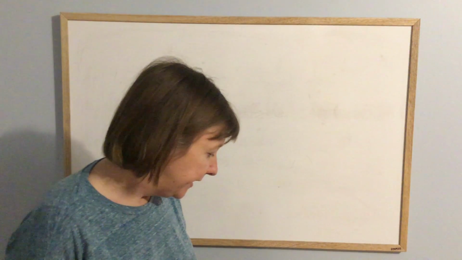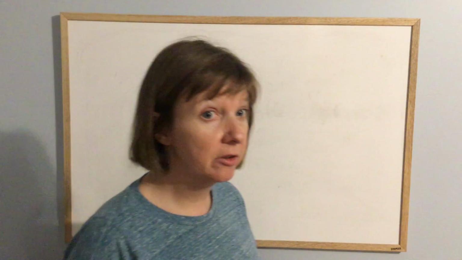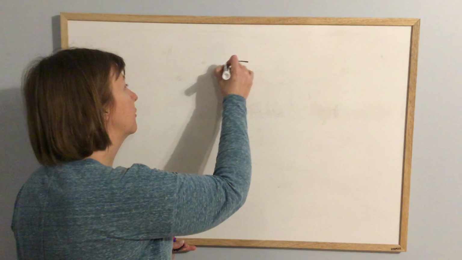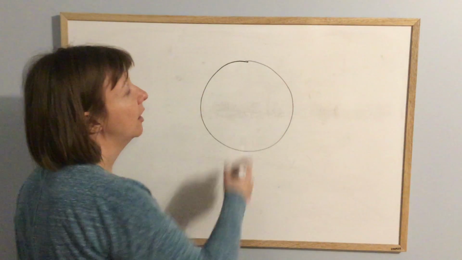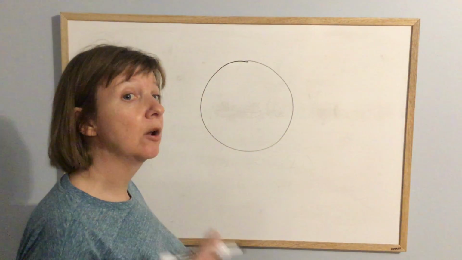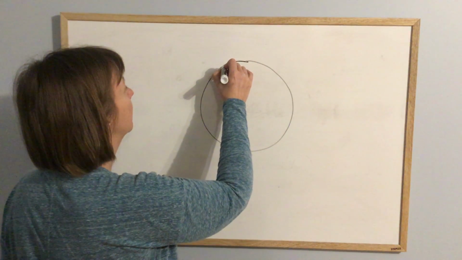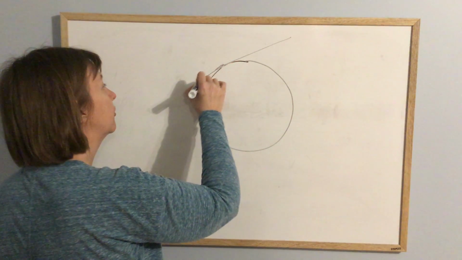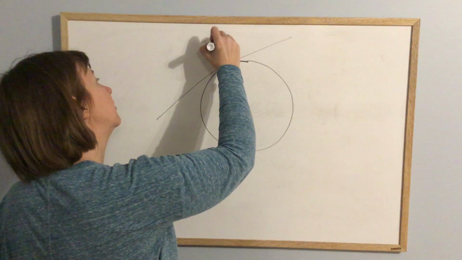All right. So section 7.5 is on tangents to a circle. So let's talk about what that even is. If you have a circle and you have a line on the edge of a circle that only touches the edge of the circle in one spot. So let's say it just touches the edge of the circle here. This is a tangent line.